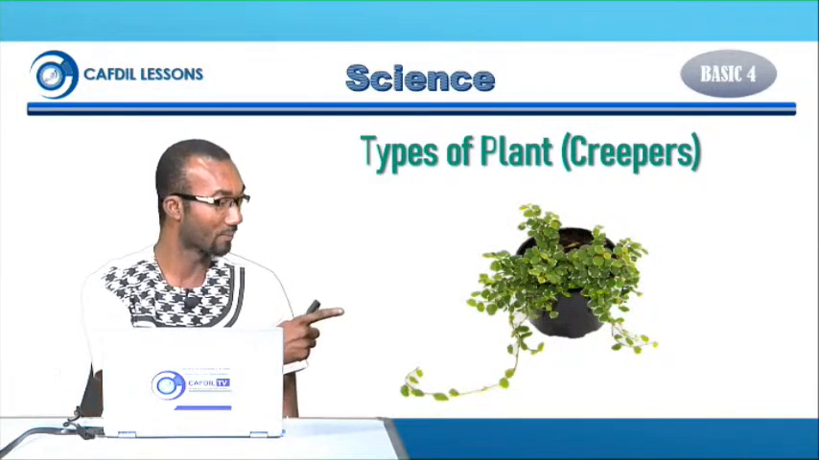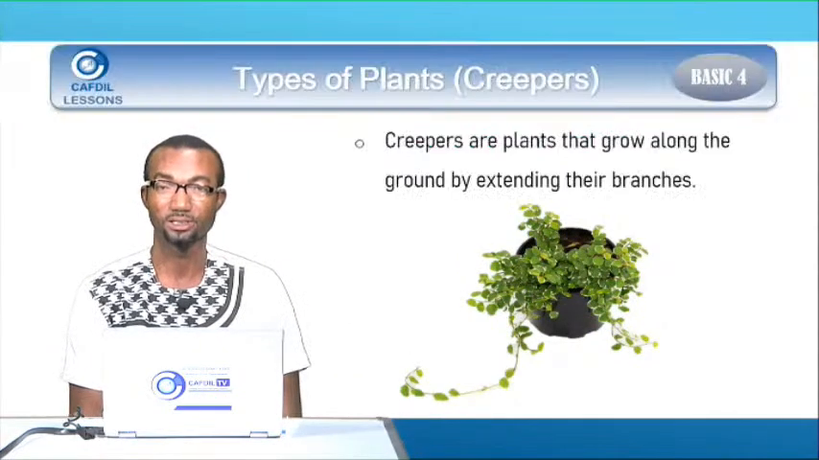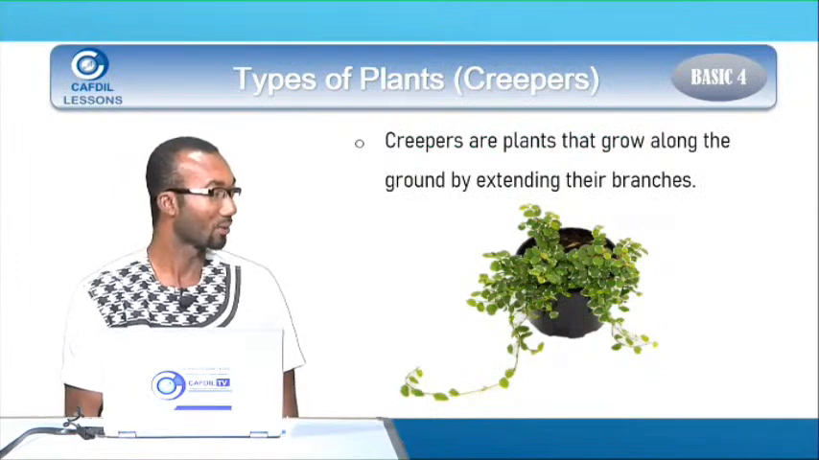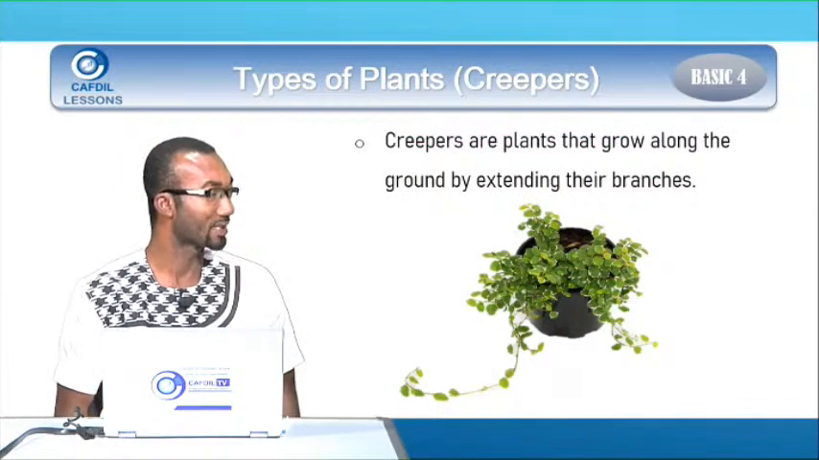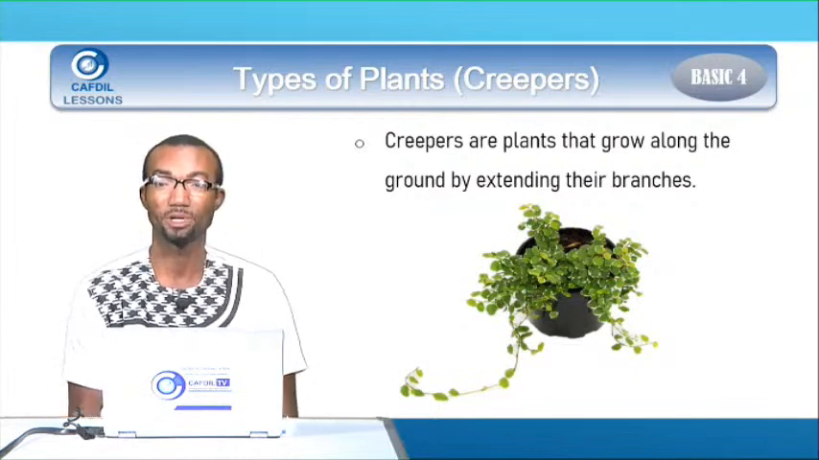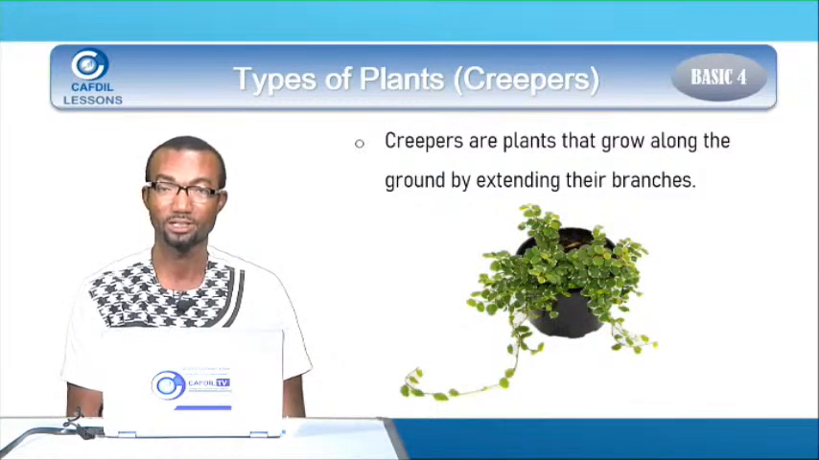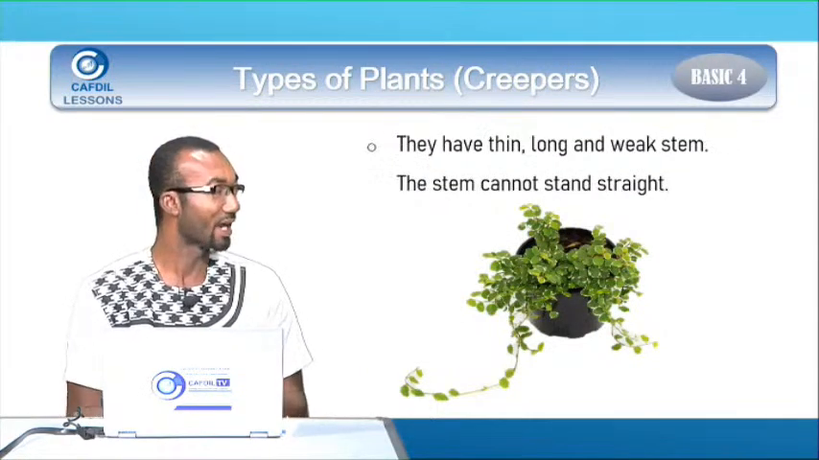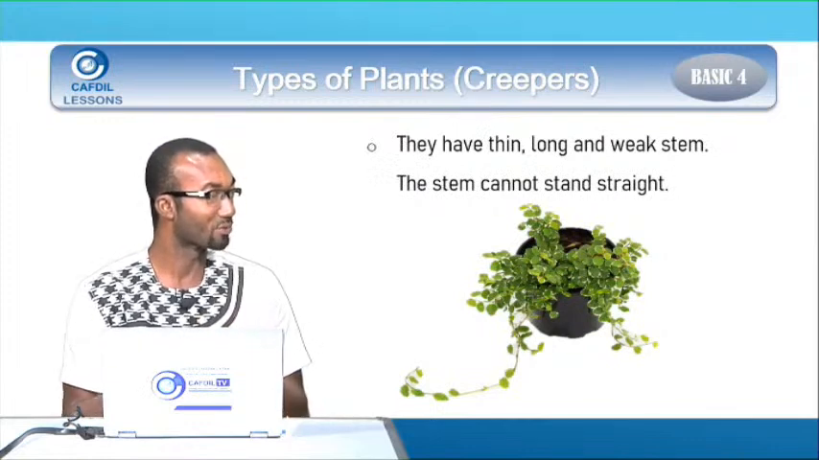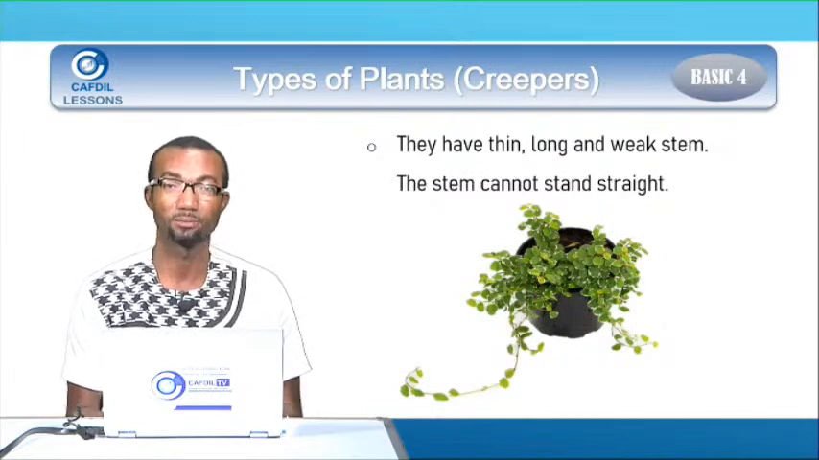And you see one on your screen. The last one is called creepers. Okay, so let's look at what creepers are. They are plants that grow along the ground by extending their branches. Why? Because they have thin, long, and weak stems.